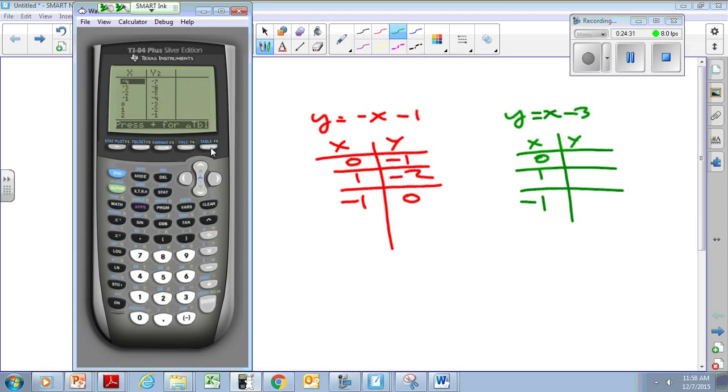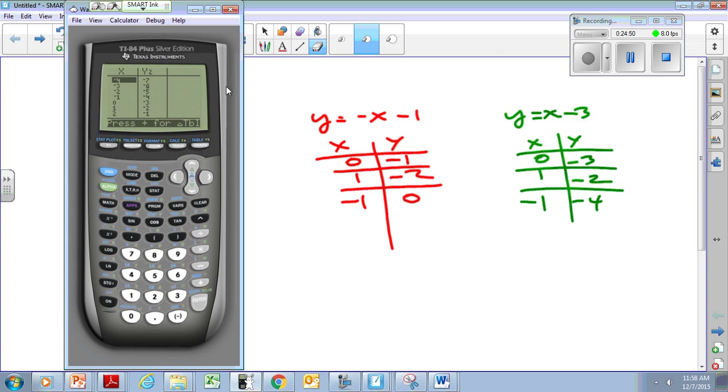All right. For 0, I am putting in -3. For 1, I'm putting in -2. And for 2, no, -1, I'm putting in -4. All that, I'm just looking right here on my calculator.